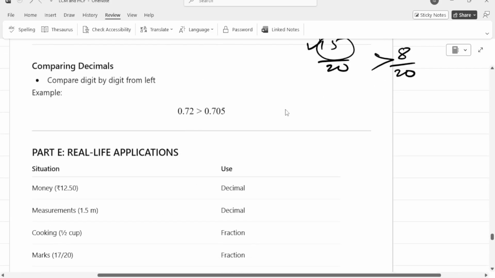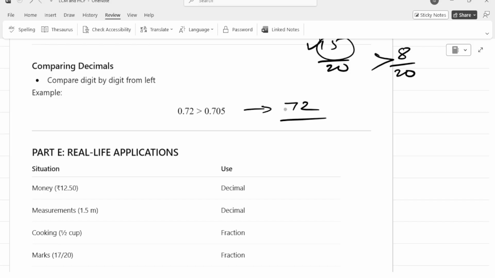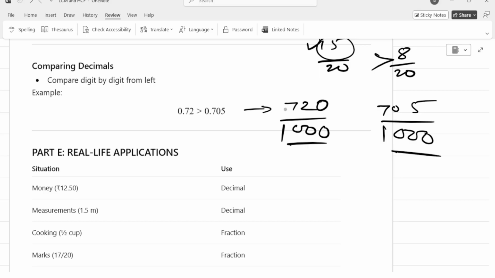Same thing in here. Just use 0.72, and how many zeros? 1, 2, so 100. Here we do not subtract 1 because there is no bar. So directly we put the decimal form into fraction. How many numbers are after the decimal? 1, 2, so 72 upon 100. And 0.705. How many numbers after the decimal? 3. So when we multiply zeros to equalize the denominator, now we clearly see 720 is a greater value. So 0.72 is greater.